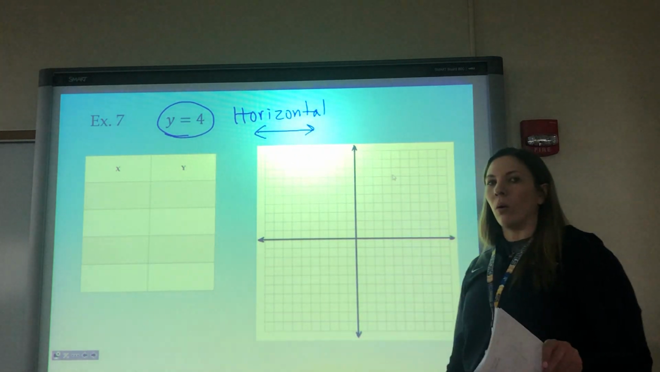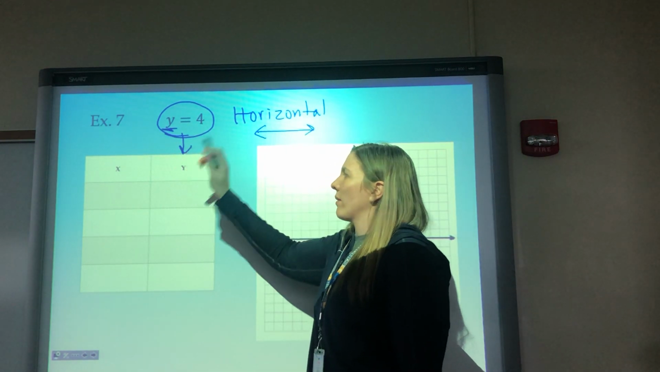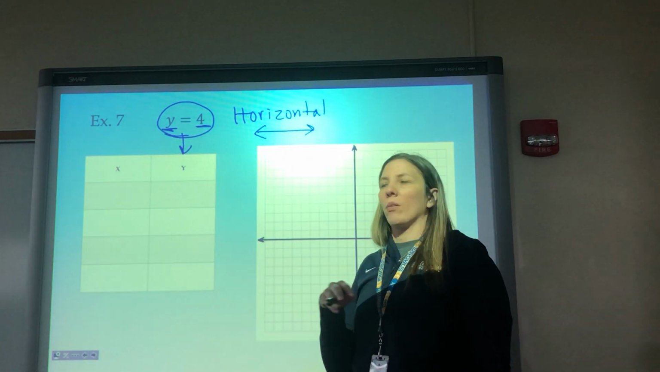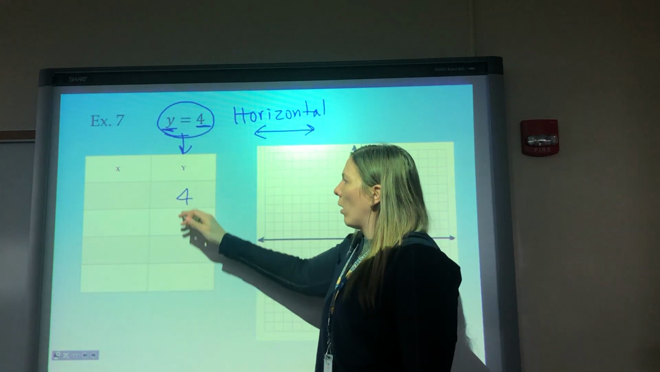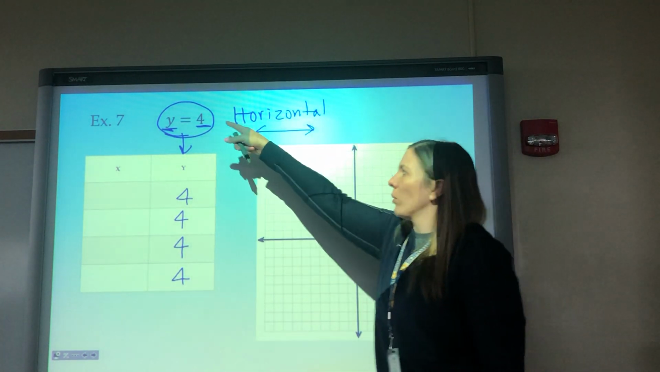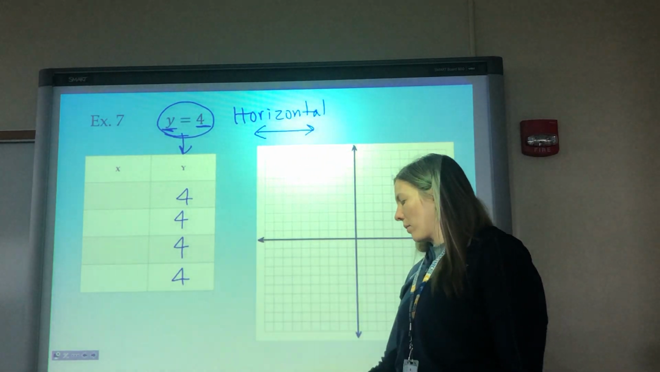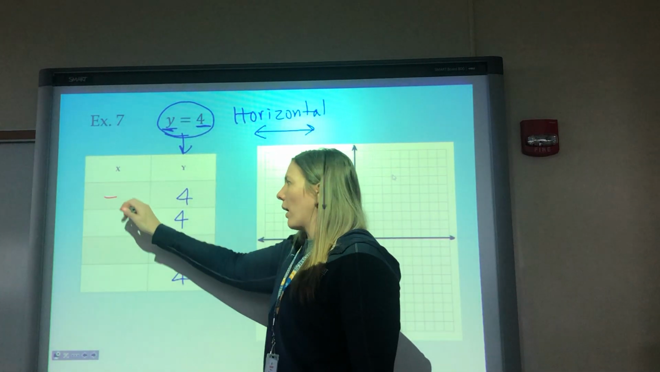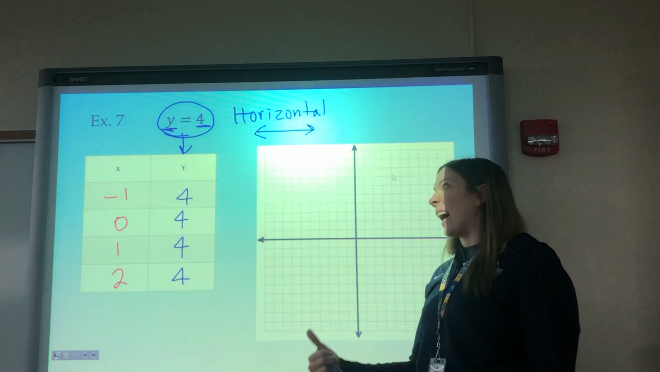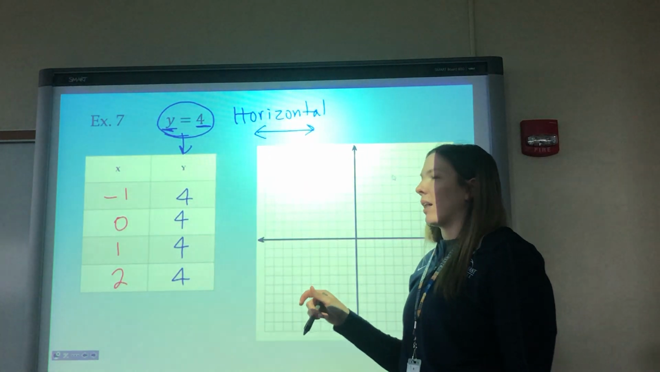So here's what we do. Whatever variable is given, we're going to go to that side of our table and plug that number in all 4 times. So our y value will always be 4. Okay, so notice y equals 4, the y side of my table, all 4s. The other side of the table, this is really easy. You again just fill in -1, 0, 1, and 2. And now it's exactly like our other ones. We're going to plot our points, we're going to draw our line, extend it, and then we're done.